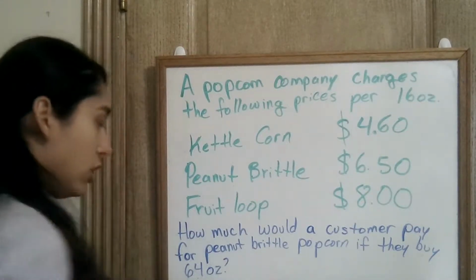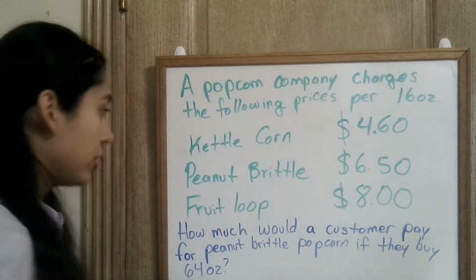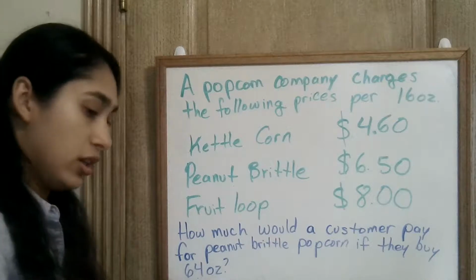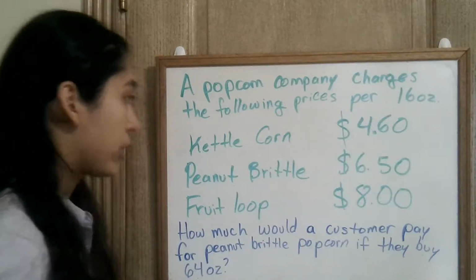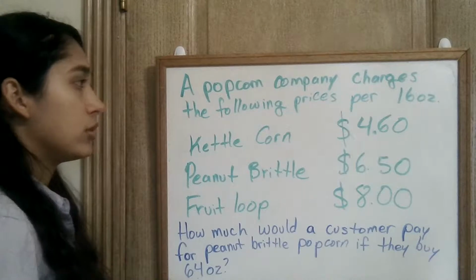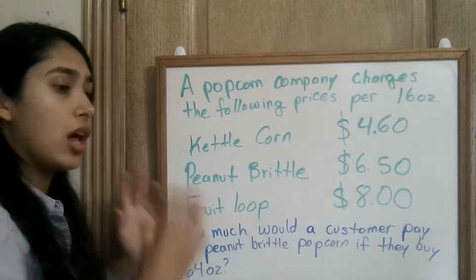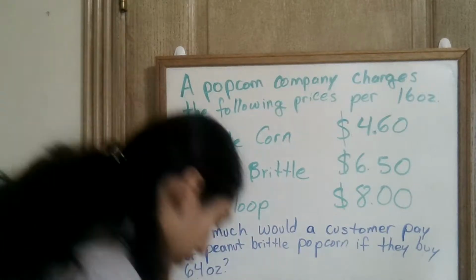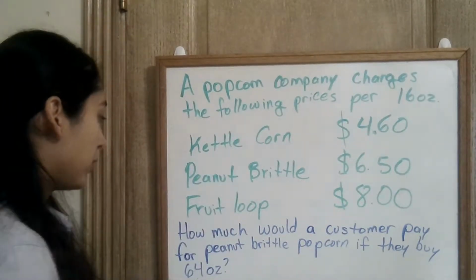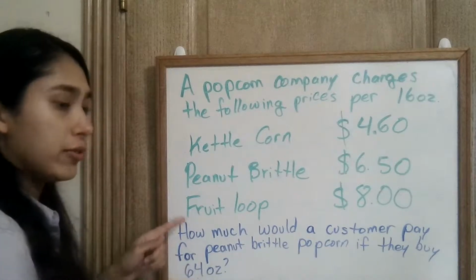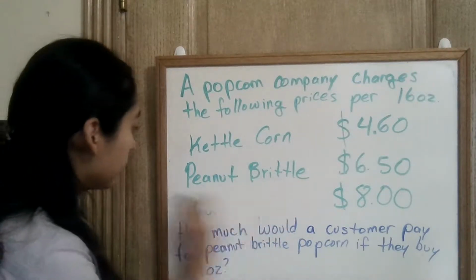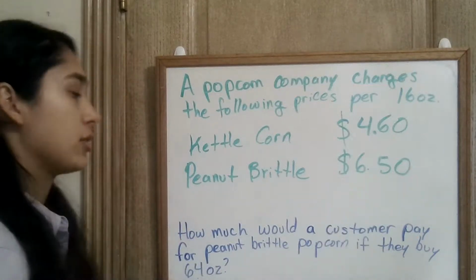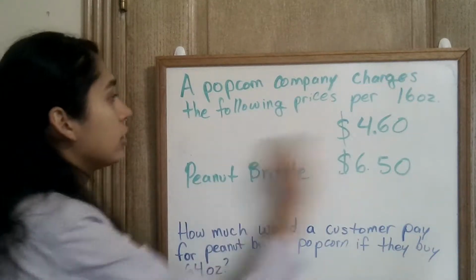ounces. Okay, so the beauty of this question is that we can just start eliminating information. With word problems, there's always a lot of information. You just want to make it easier for yourself by getting rid of what you don't need. It reduces your chance of error. So what are we talking about? We're talking about peanut brittle. We don't care about Fruit Loop. Peanut brittle. Not talking about kettle corn. See ya.